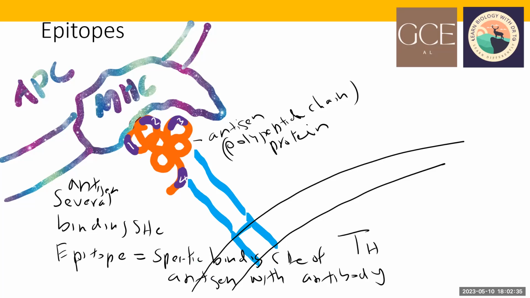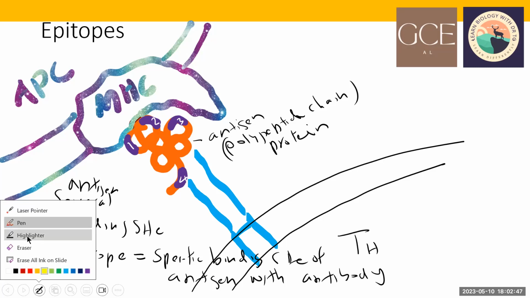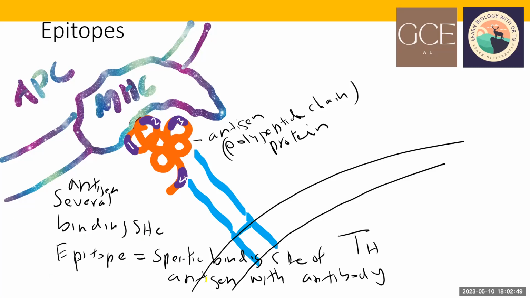You are asked to select the correct answer. One choice is given: antigen has only one epitope for antibody. That's wrong, because it has several epitopes. Several binding sites. The binding sites are called epitopes. Epitopes, again, we can define as the specific binding site of T helper cells or even B cells. We can take B cells later, we haven't learned B cells, but here we take only T helper cells, antigen with antibody.